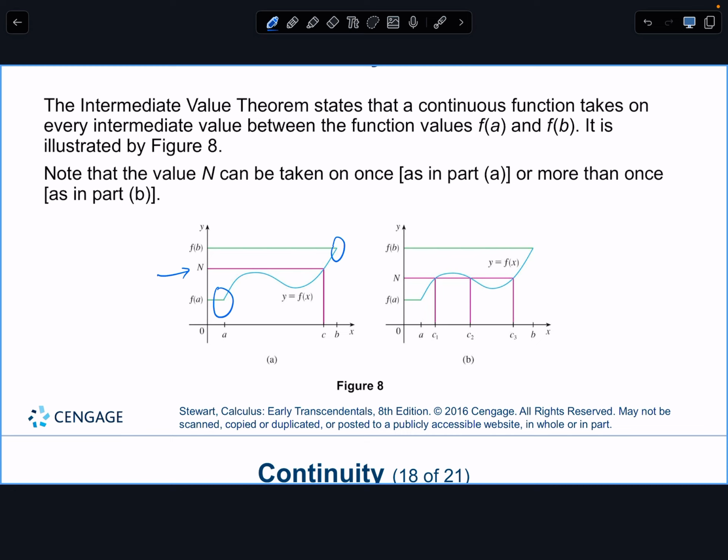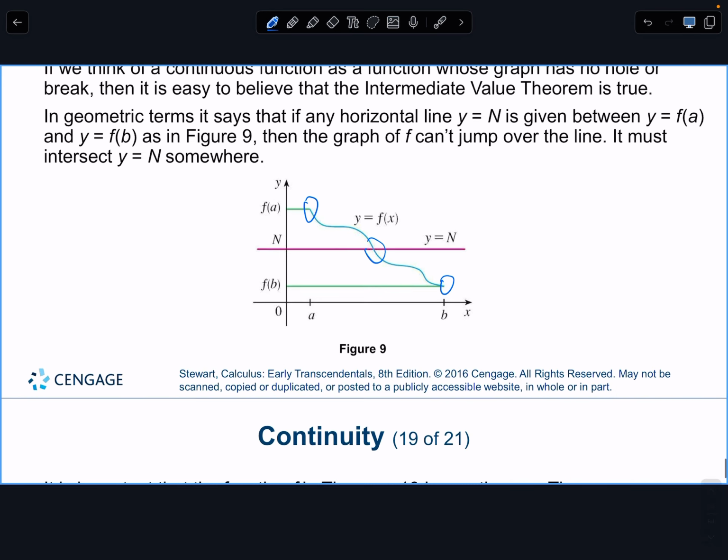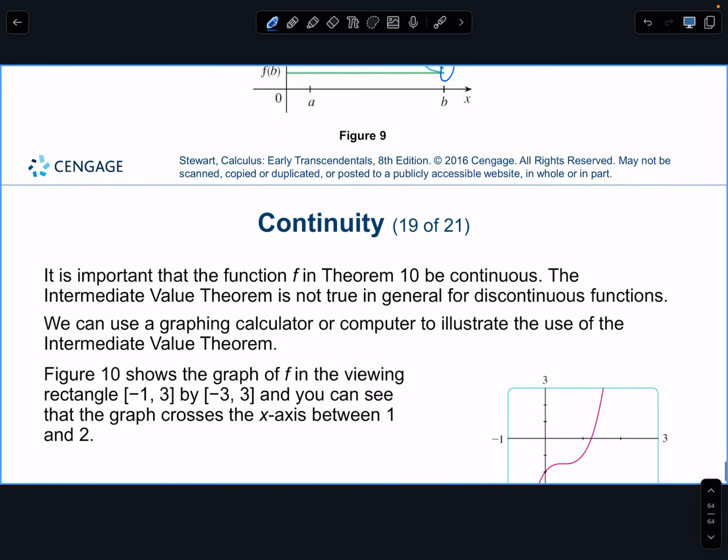It can't jump over the line. And in fact, it could cross that line more than once, not just once. And then if it's above the pink line here and below the pink line, again, if it's continuous, we know it's got to cross the pink line at least once. That's all it's saying. So one of our worksheet problems is going to be on this.